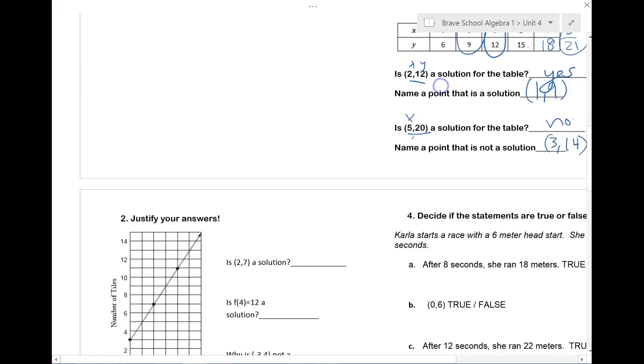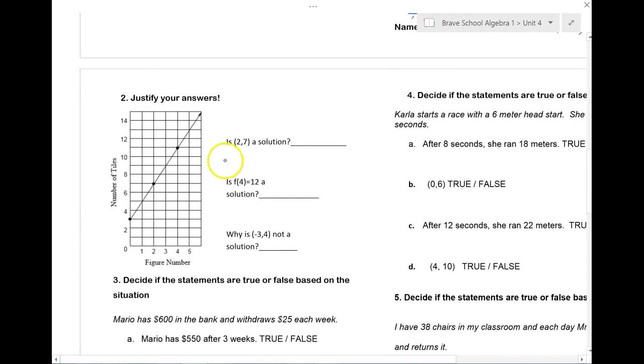So if I go down here, it says is (2, 7) a solution? Well, I need to find where that is on the graph. I go right 2, up 7, and there it is right there. It is on the line. So yes, that is a solution.